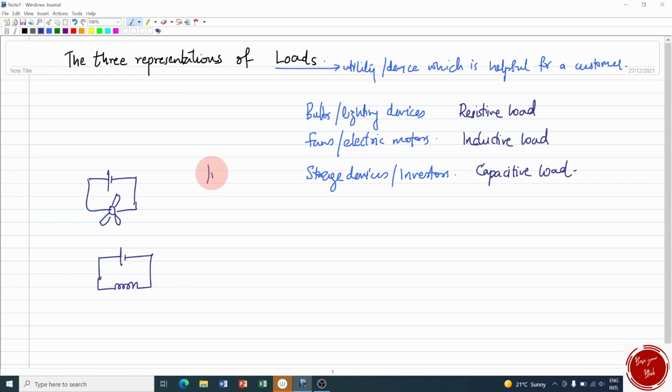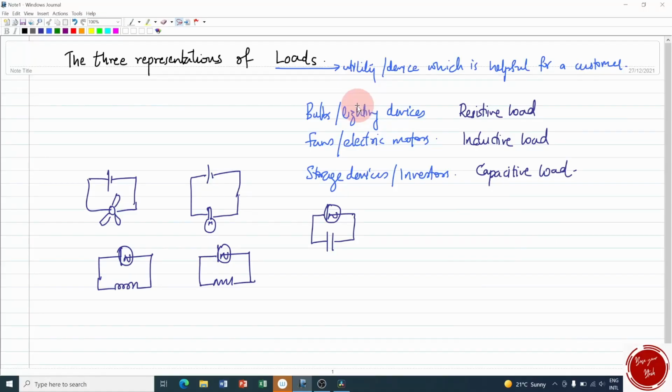Or we cannot draw a bulb in a direct circuitry. Instead, a bulb comes under the resistive load category. So a battery along with a resistor represents the presence of a bulb. Similarly, a capacitive load can be shown like this. This can be an inverter or a battery or anything. Even this load can be run on an AC supply also. So let's continue this video with some details about the resistive load, inductive load and capacitive load.